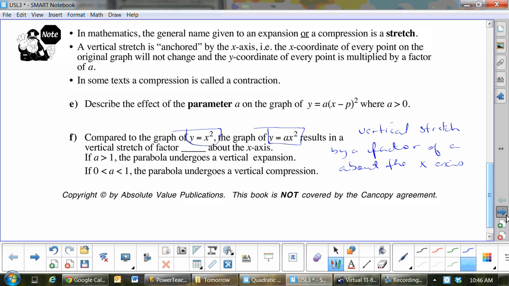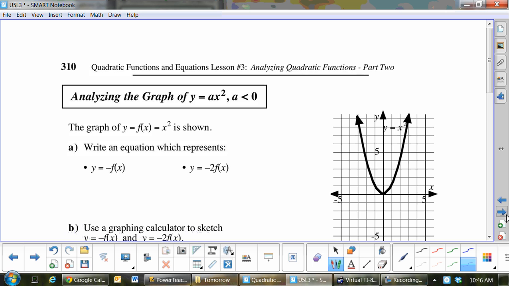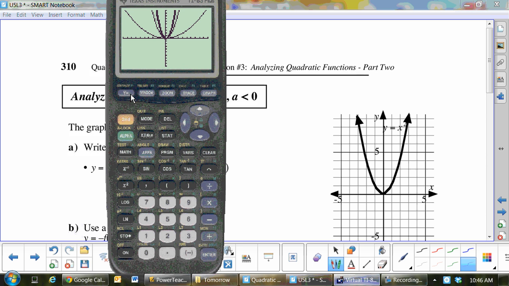So what would I do to reflect it now? Well, if you look at this, okay, I'm just going to actually delete this, this, and this. What if I just put a negative in front?